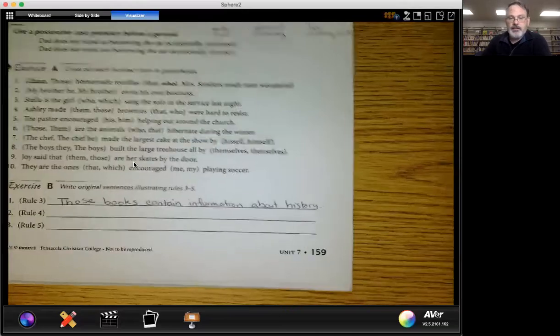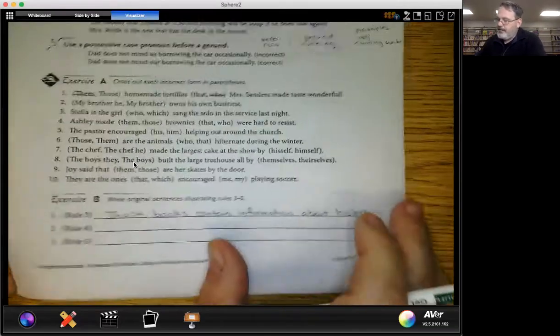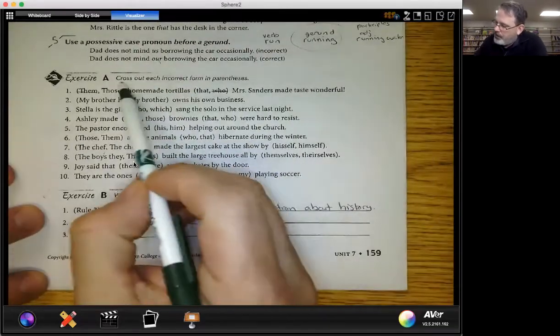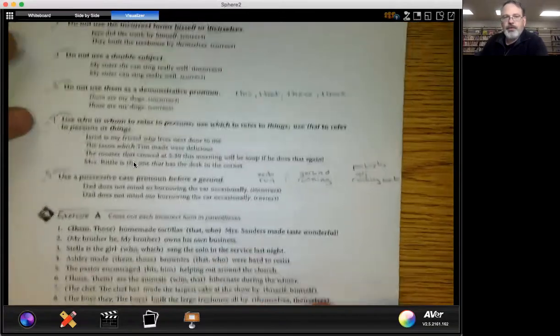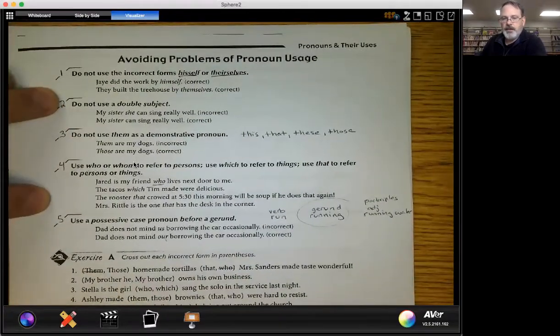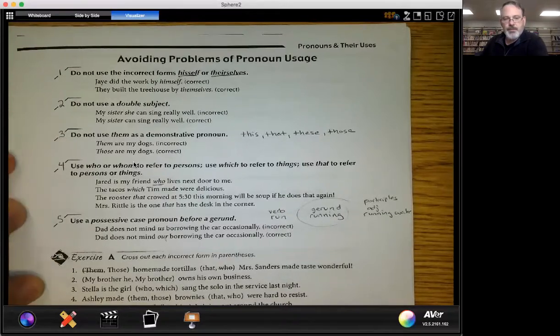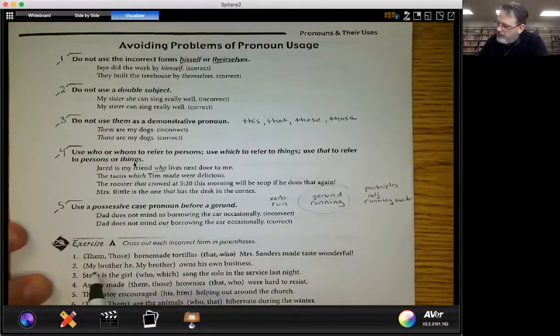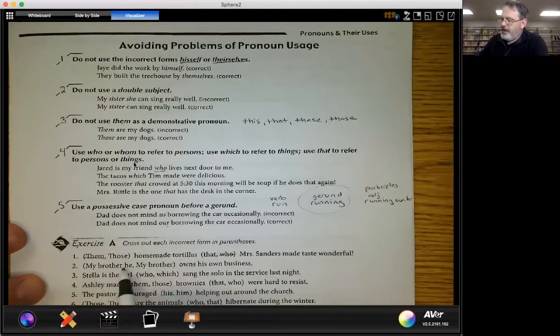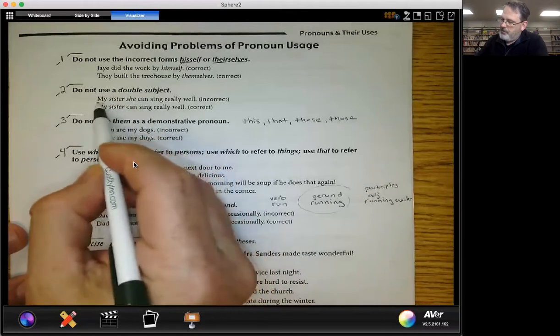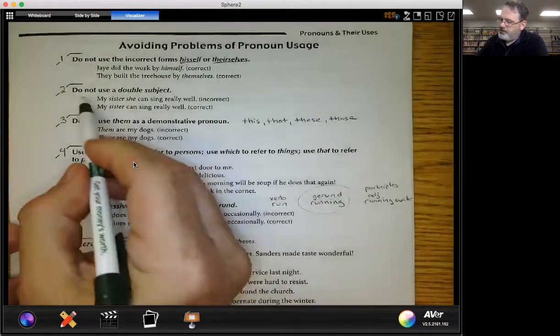Okay, now let's turn to page 159. The next page, we have exercise A and B here. These should go a little bit quicker. So let me share my screen for you. 159. All right. Cross out the incorrect form in parentheses. Now, we're going to refer to these rules above to figure out which ones. In fact, I'll leave it here so we can see the rules for the first couple. All right. My brother owns his own business. Well, my brother, he is a double subject. Number 2. My sister, she. My brother, he. We are not supposed to use double subjects.